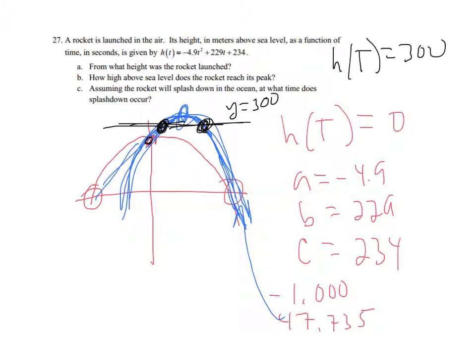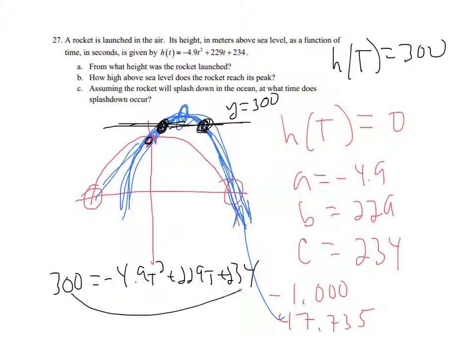Solve it. Basically what you're doing is you're saying, when does h of t equal 300? And that'll give you another quadratic equation. You'll say 300 equals negative 4.9t squared plus 229t plus 234. You'll subtract this 300, use a quadratic equation solver, and you'll get 2 answers. Because there should be 2 times where it's 300 feet up. Okay, so I hope that helps you do the questions in this section.